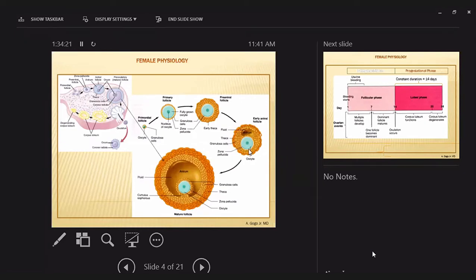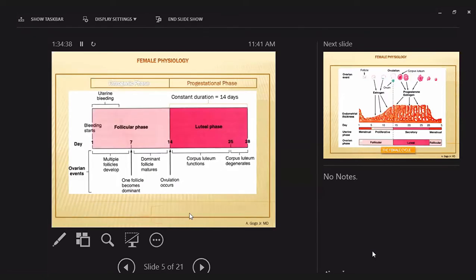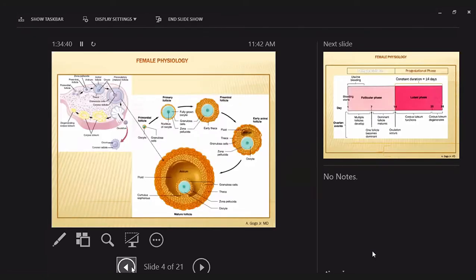You have your zona pellucida around the ovum, the oocyte. Then you have the granulosa cells next to it, and then the theca cells outside. And the antrum is filled with fluid. Okay. That is what happens in the ovary and the development of the ovum.